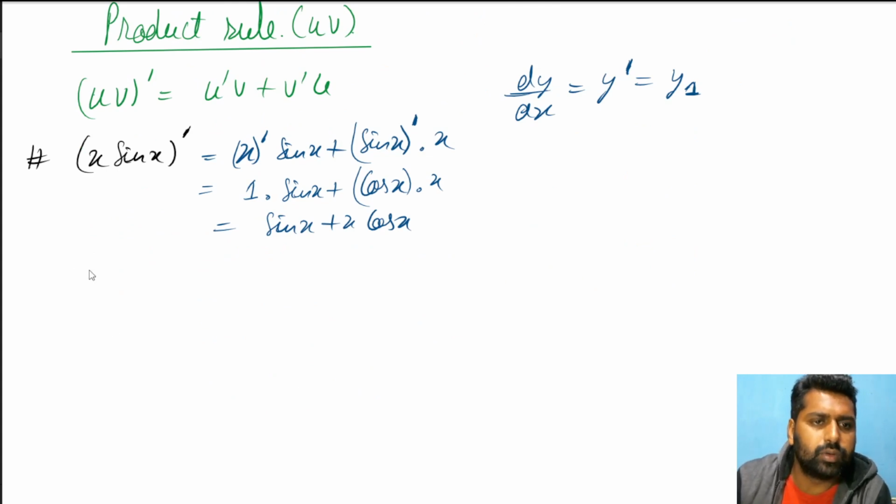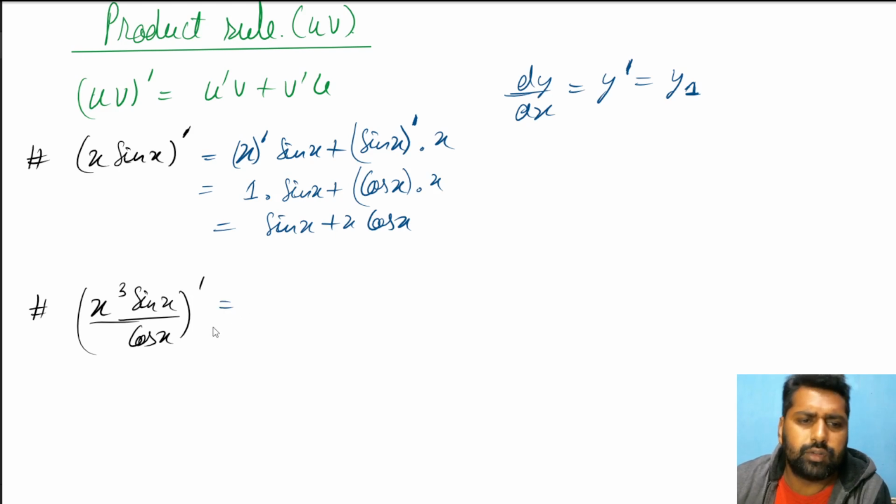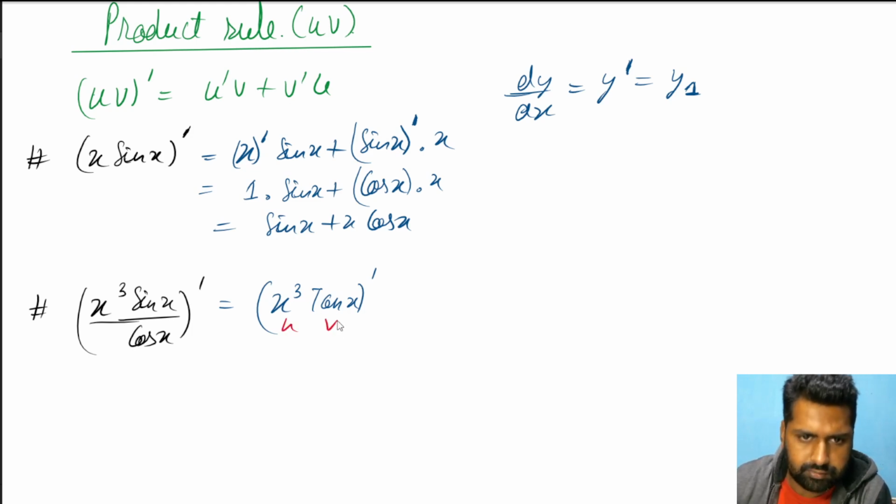Let's try to complicate it. x cube sine x by cos x, differentiation. Now you might think this is complicated because multiplication is there, also division is there. I haven't given you the rule for division right now. So try to think in terms of multiplication. Sine by cos can be rewritten as tan x, and now you have two things, u, v.